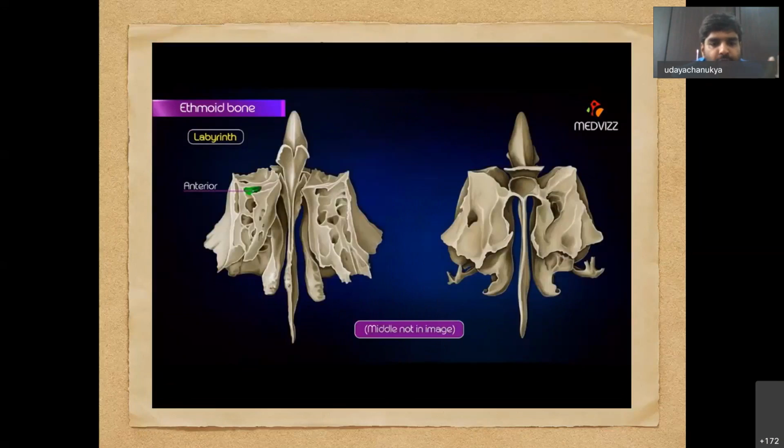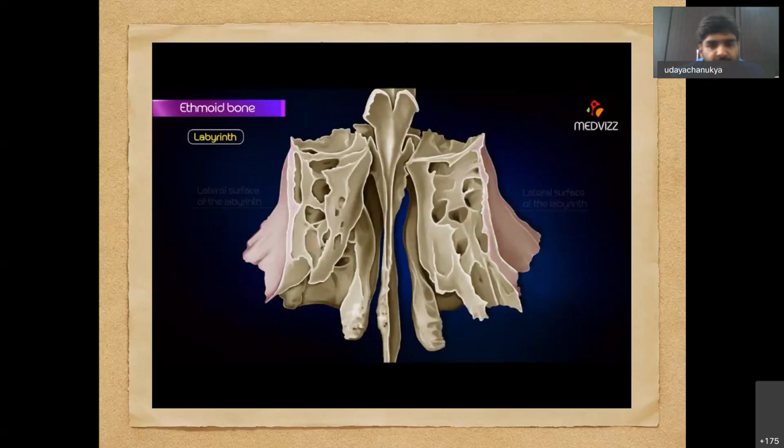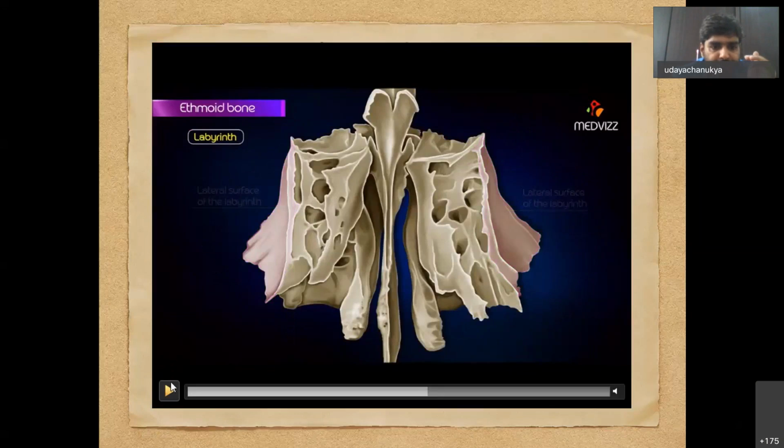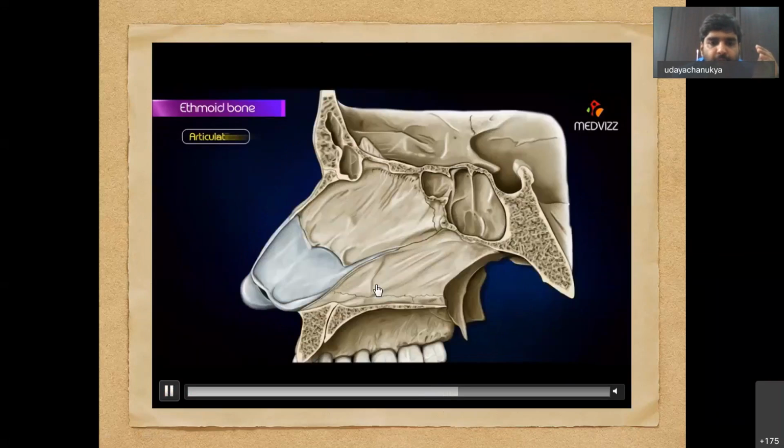There are two groups of ethmoidal air cells, anterior and posterior. The anterior cells are more in number and lesser in size, whereas the posterior cells are larger in size and less in number. The lateral surface of the labyrinth forms the medial wall of the orbit, whereas the medial surface has two different concha, that is the superior turbinate and this is the inferior turbinate. These are on the medial surface of the bony labyrinth.